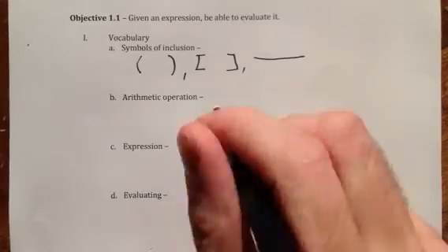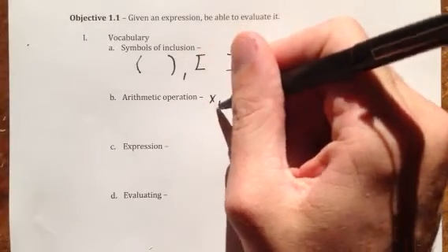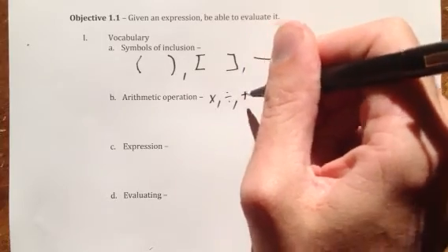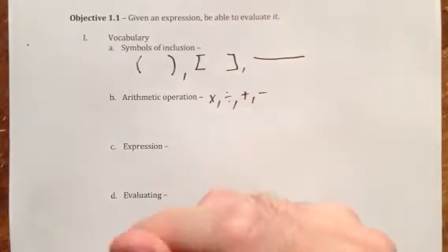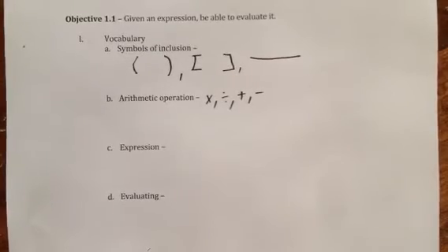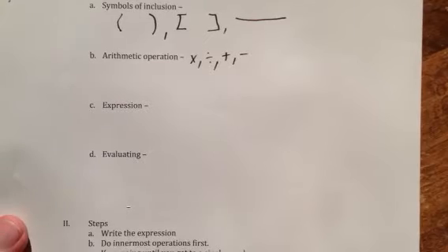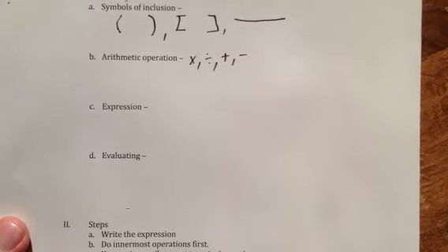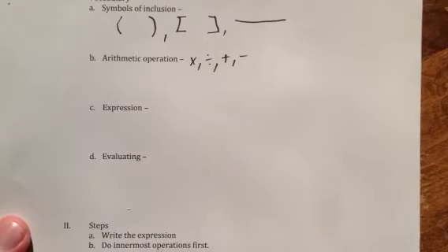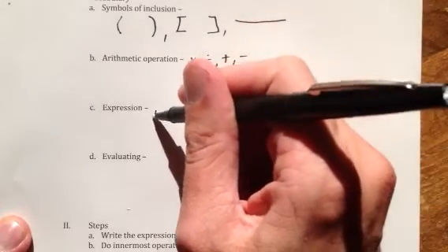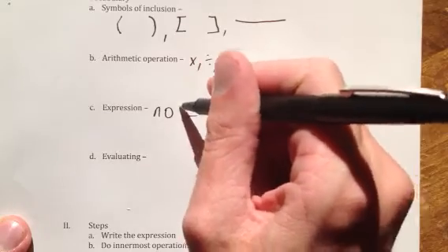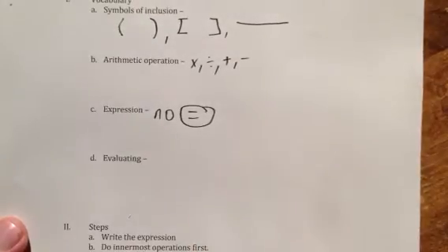An arithmetic operation, that's your four basic operations: multiplication, division, addition, and subtraction. The next word is a big one, and it's one that you really need to start understanding a little more clearly in algebra, and that's expression. An expression is just a series of arithmetic operations all put together. That's all it is. Now, variables can be included, numbers can be included too. The big thing is that there's no equal sign. There's no equal sign in an expression.